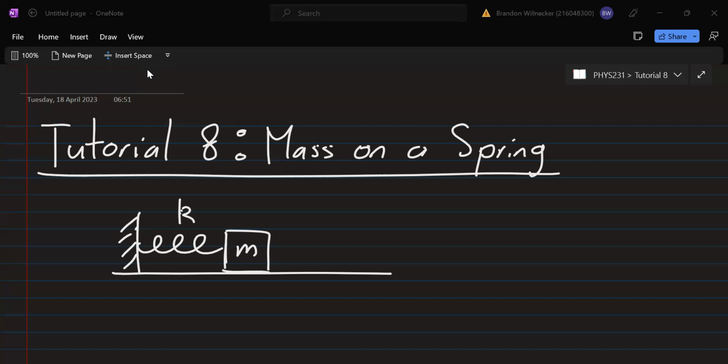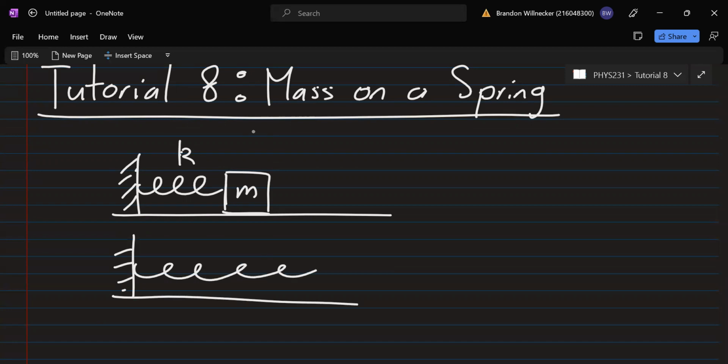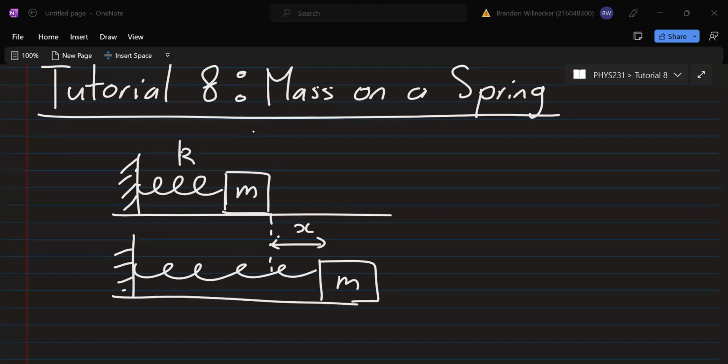So if we extend this mass away from equilibrium, we're going to end up with the following. Okay, so let's stretch it out. Still mass M. And this distance from equilibrium we're calling x. When x is 0, we're at equilibrium. If x is greater than 0, we are stretched away from equilibrium. If x is less than 0, that means we're on this side over here, which means it's being compressed.